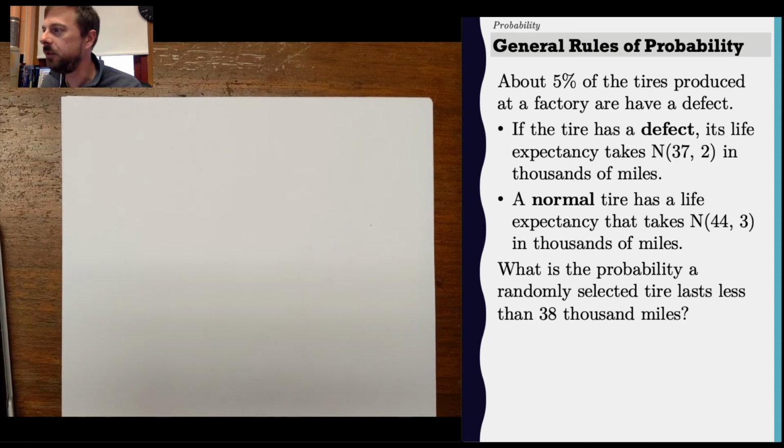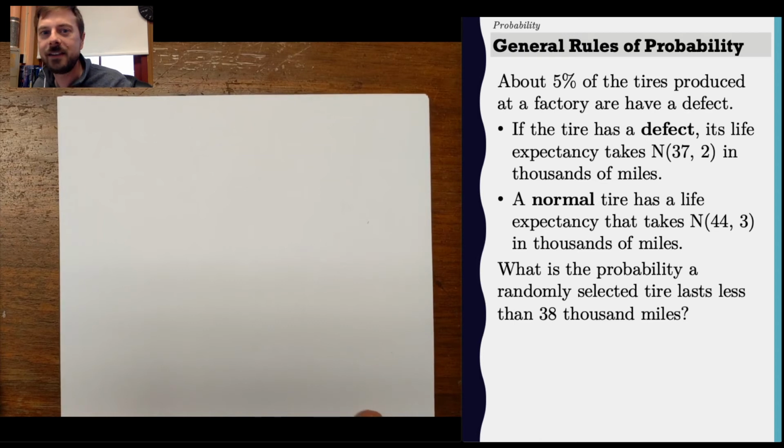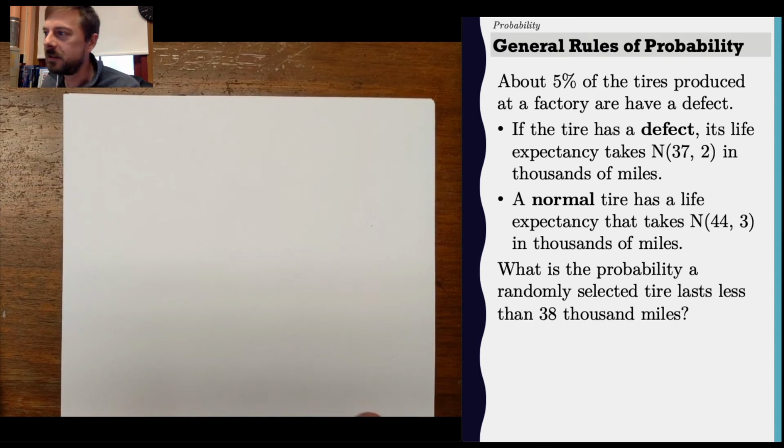So here's our question. What's the probability a randomly selected tire lasts less than 38,000 miles? Let's figure this out. Well, let's organize this information.